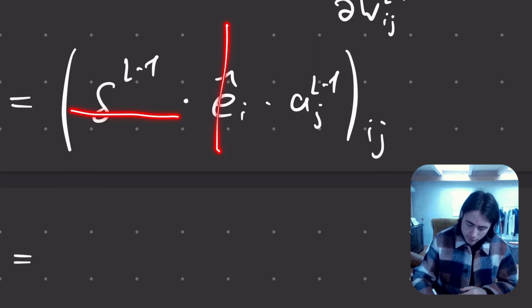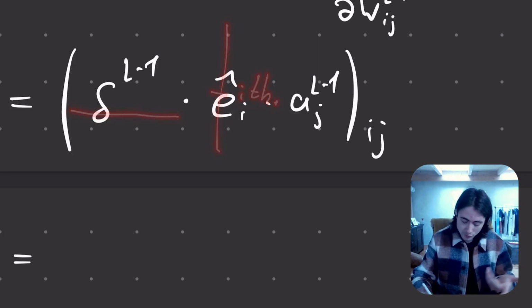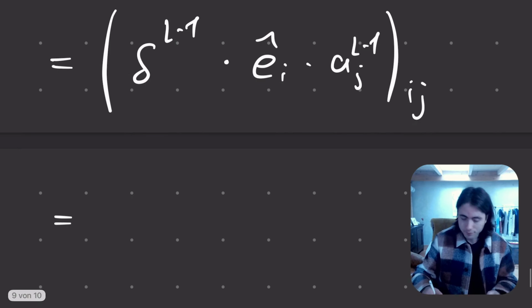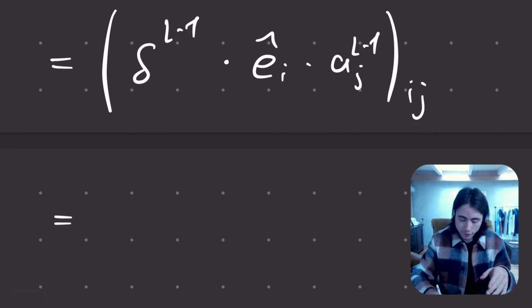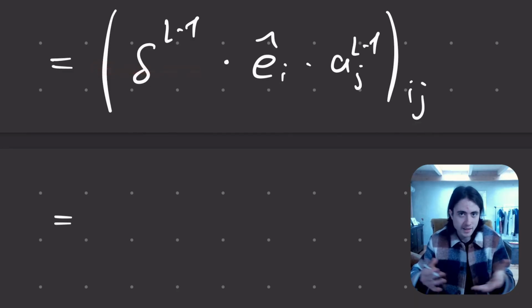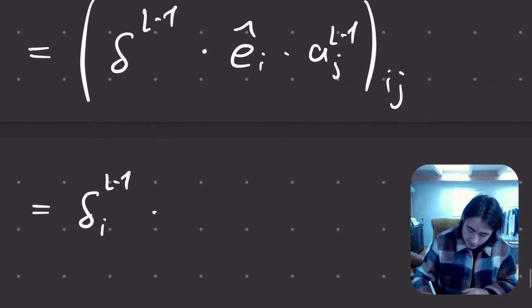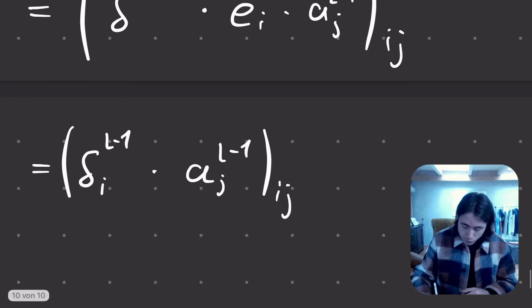But note that only the ith component here is non-zero, and it is also 1, which is very specific, because that basically pulls out the ith component of whatever we multiply it with, because all of the other components get multiplied with 0. So we are left with the ith component of our delta, and don't forget the scalar here, a L minus 1.